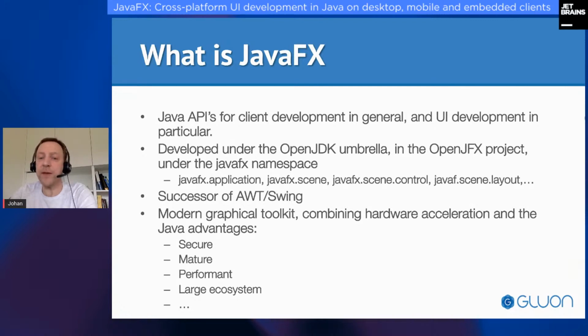We use the JavaFX namespace, so the packages that you use as a JavaFX developer are javafx.application, javafx.scene, and so on. And it is more or less the successor of AWT and Swing, which were the first UI toolkits in Java. JavaFX is a modern graphical toolkit, and it combines hardware acceleration, which was not very widely available in the first days of Java when AWT and Swing were created. But now GPUs are everywhere, so JavaFX takes advantage of that, but also takes advantage of the typical Java characteristics like security, maturity, performance, and of course the large ecosystem.